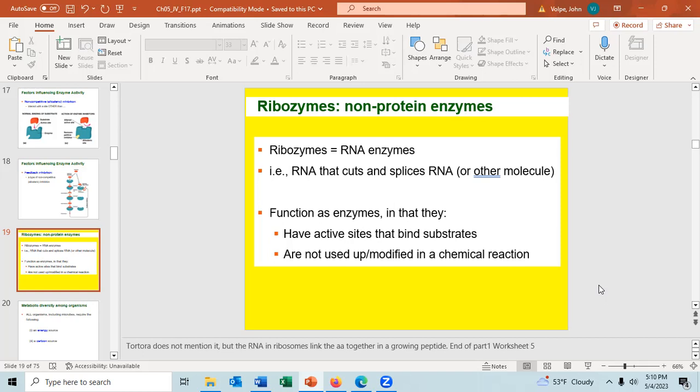We're not going to discuss any RNA enzymes except for one. Tutora doesn't mention it, but I will. When we're talking about a growing polypeptide, which will be a protein when you finish making it on the ribosome, the removal of the amino acids and the attachment to the newly added amino acid is actually done by an RNA enzyme. It's an RNA part of the ribosome that does that. So this is the one and only ribozyme that we will discuss. Any questions about any of that?